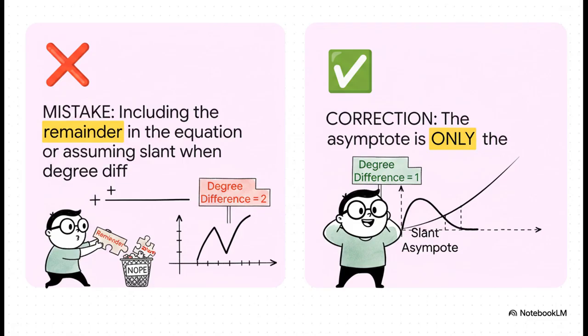0. It's irrelevant. The second big mistake is thinking that any time the top degree is bigger, you get a slant asymptote. Not true. You have to check that magic number. The difference must be exactly 1.